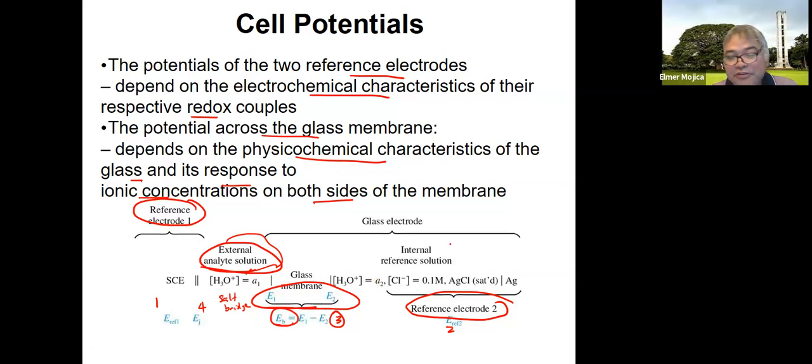Okay, so ano role ng reference electrode? What do they do? Anyone? So they are called reference. They provide some sort of an electrical contact with the solution so that changes in the boundary potential can be measured. Okay? So yung role nung tinatawag nating reference electrode.